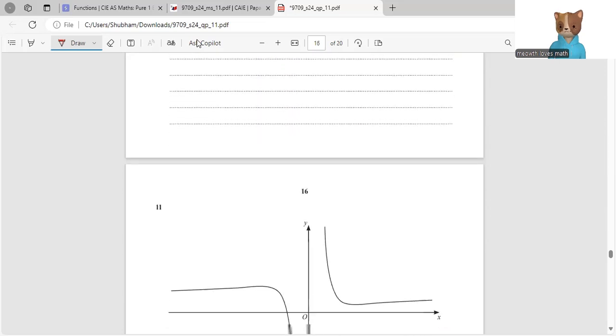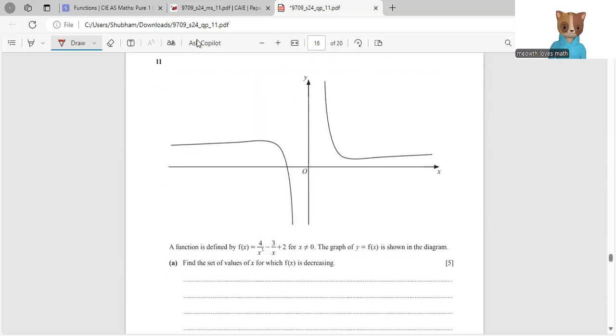Okay. Now moving on to the next question, which is the 11th one. Here it says, a function is defined by f of x equal to 4 by x cube minus 3 by x plus 2 for x not equal to 0. Obviously, when x is 0, it is not defined. The graph of the function is shown in the diagram. Find the set of values of x for which f of x is decreasing function.